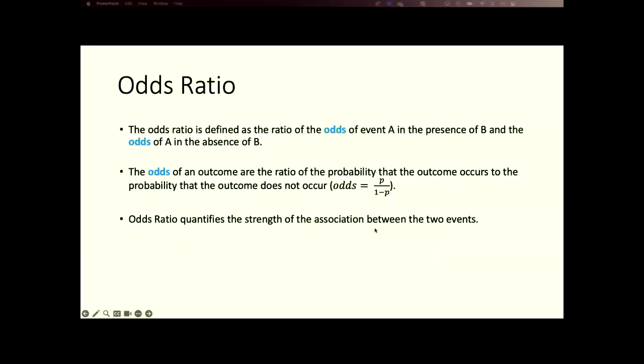What is an odds ratio? The odds ratio is defined as the ratio of the odds of event A in the presence of B and the odds of A in the absence of B. The odds of an outcome are the ratio of the probability that the outcome occurs to the probability that the outcome does not occur. So we can say odds is P divided by 1 minus P. And so an odds ratio quantifies the strength of the association between the two events.